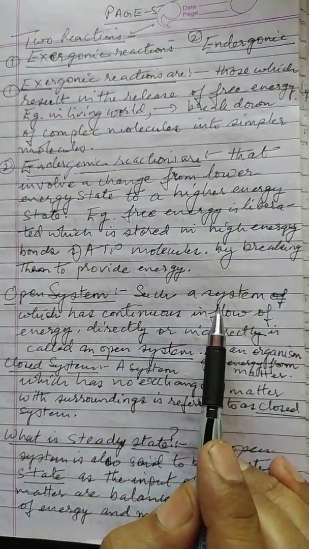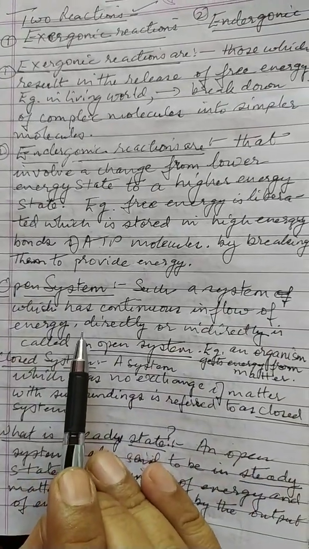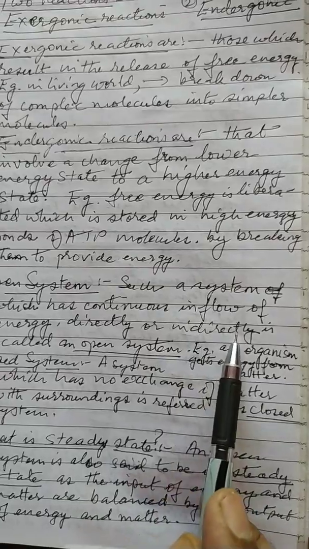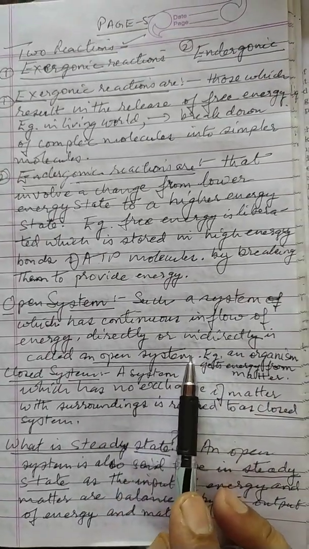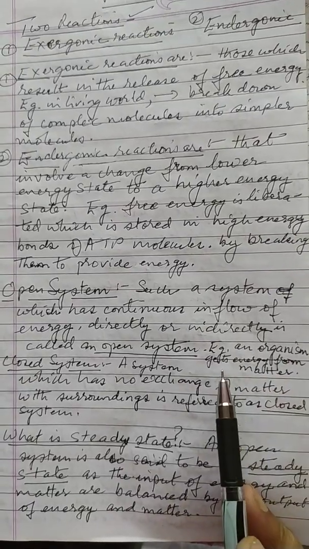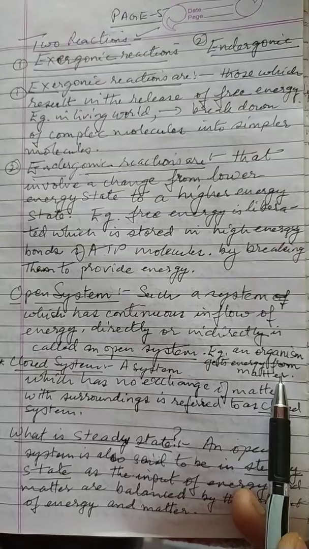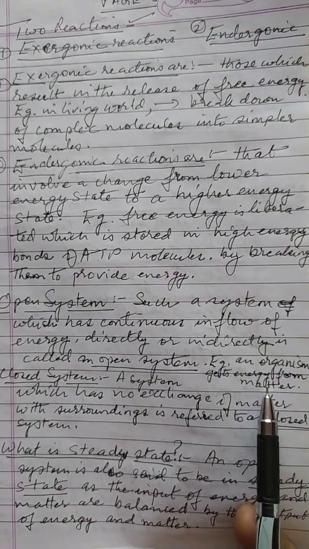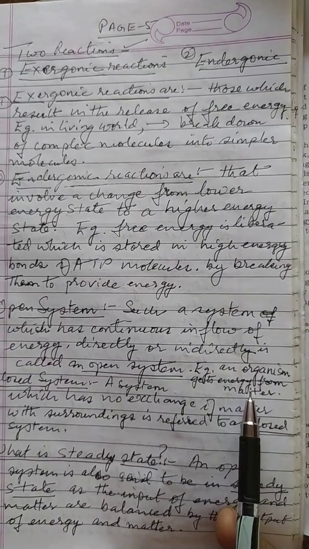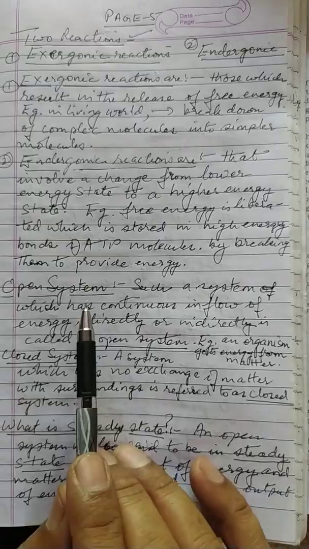Now let us come to what an open system is. It is a system which has continuous inflow of energy directly or indirectly, and this is called an open system. For example, an organism gets energy from matter, which can be food, which can be water, and this energy is continuous. It is a free supply to the organism. So this is an open system.